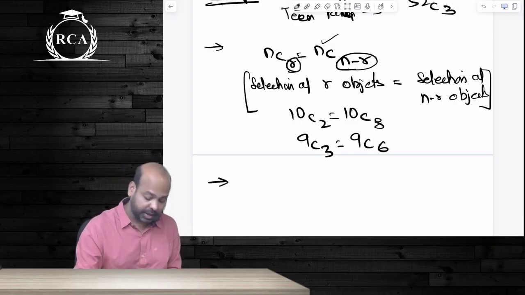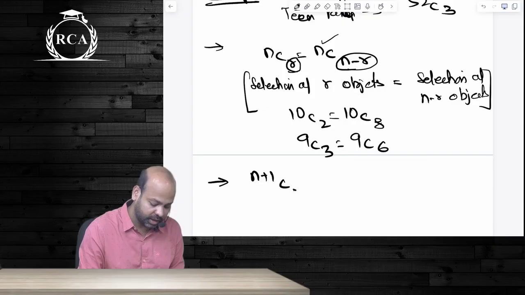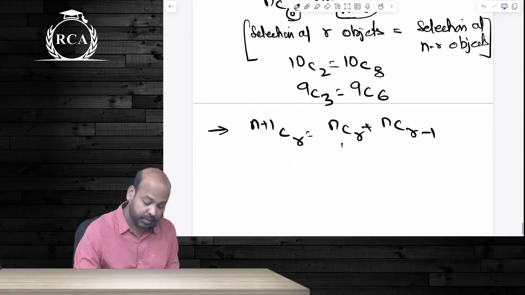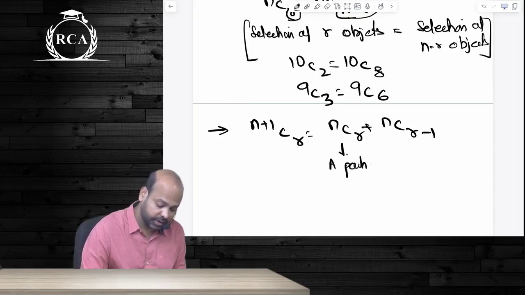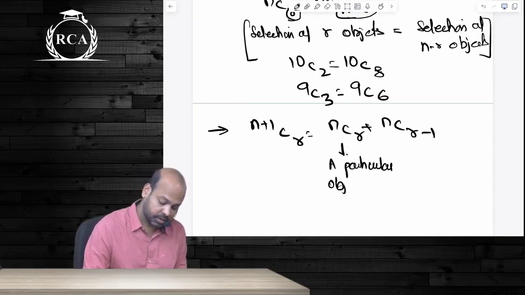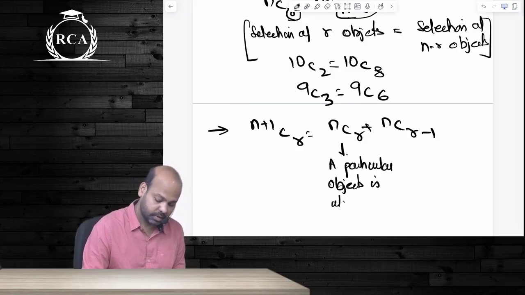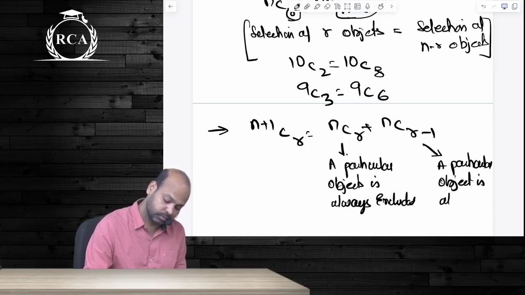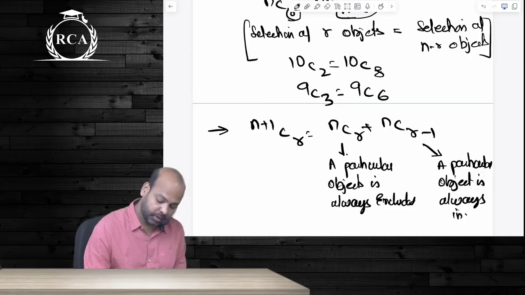There was another property that we did: (n plus 1)Cr is equal to nCr plus nC(r minus 1). What is this? In one, a particular object is always excluded. And the other one? A particular object is always included. This property is also very important.